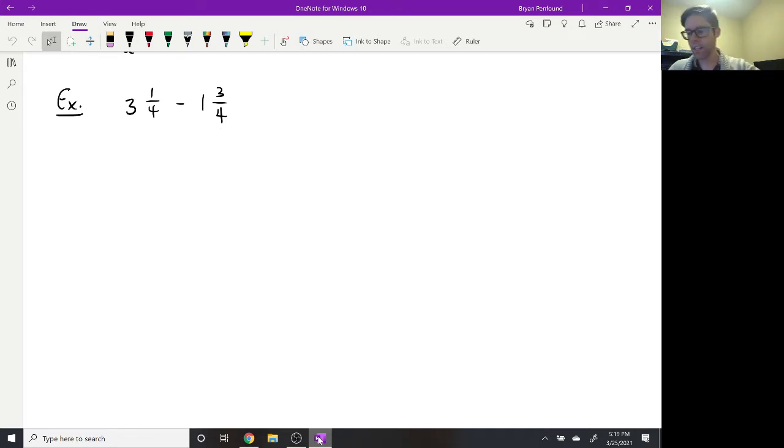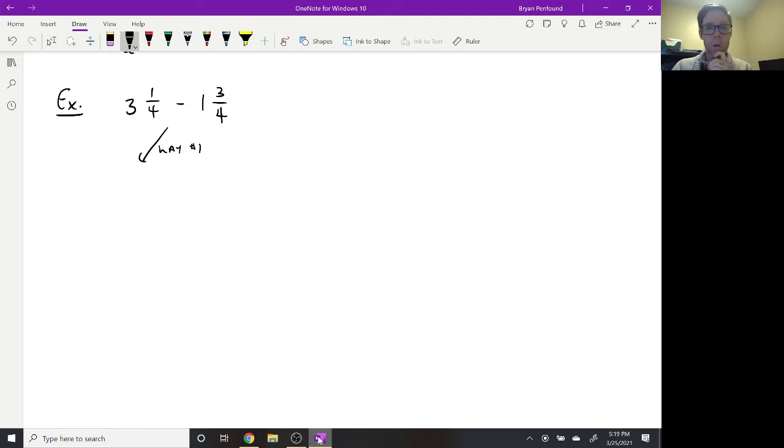I want to start today off by taking a look at an example that's similar to that subtraction that we did on Wednesday, but maybe just has a little bit of a twist to it. So what you'll notice here is this subtraction is 3 1/4, and we're going to try to take away 1 3/4.